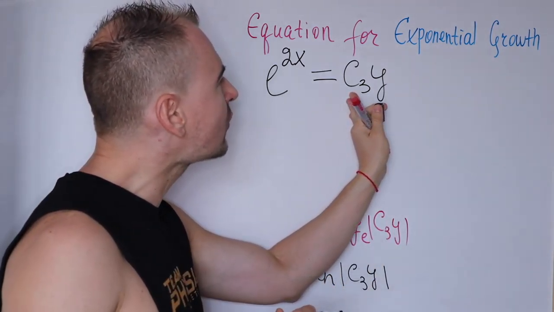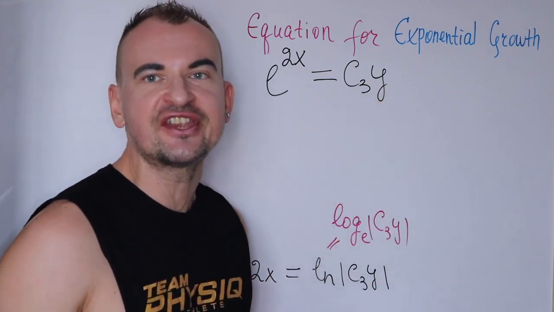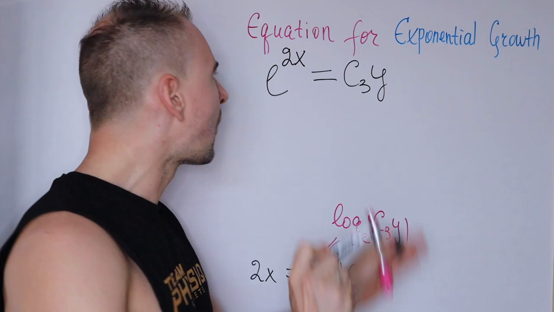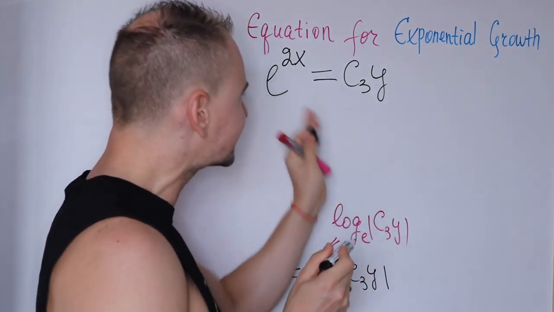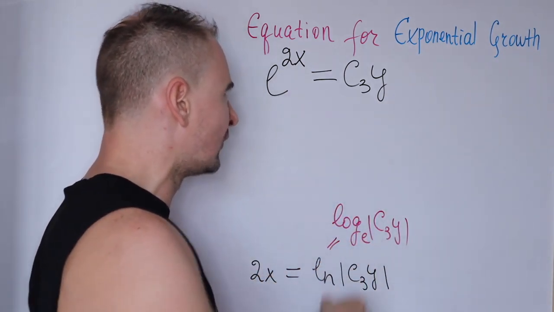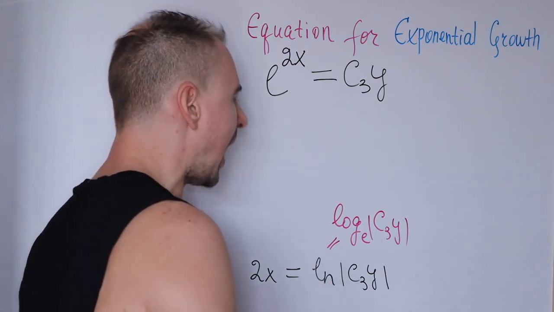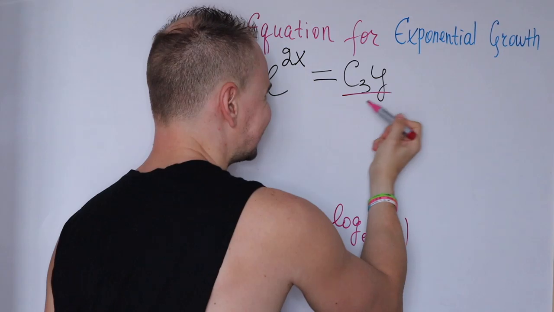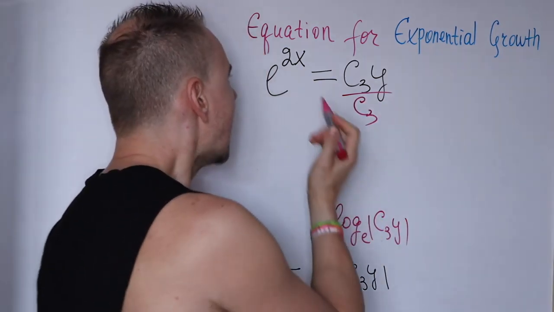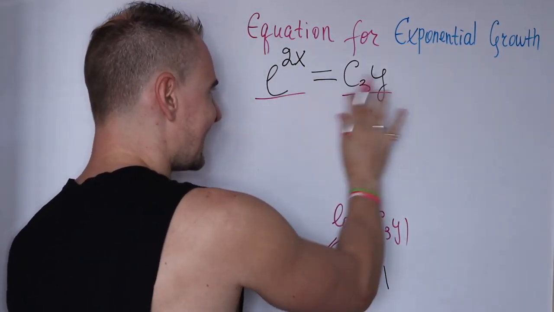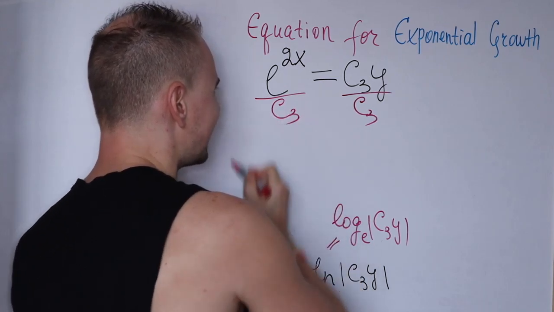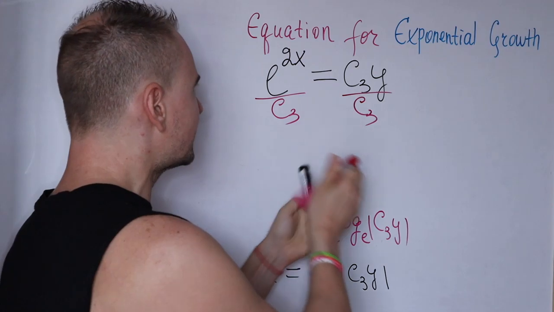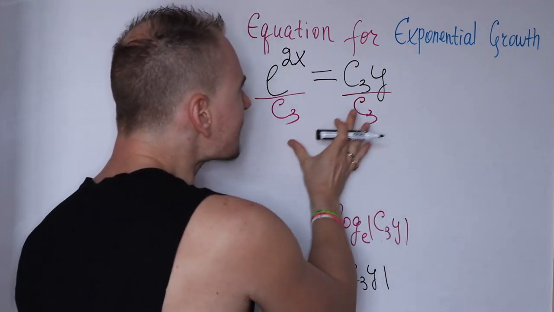Since we have this arbitrary constant C3 attached to your y, we're going to divide through by this constant on both sides of the equation in order to get your y alone. So I'm going to divide the right-hand side by C3, and simultaneously divide the left side by C3. And I'm just going to switch the order of the terms.